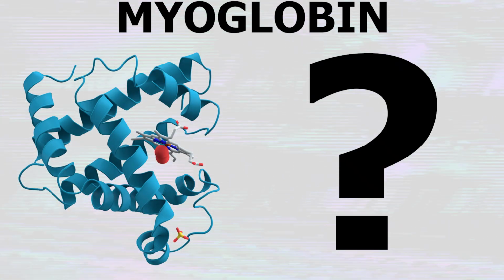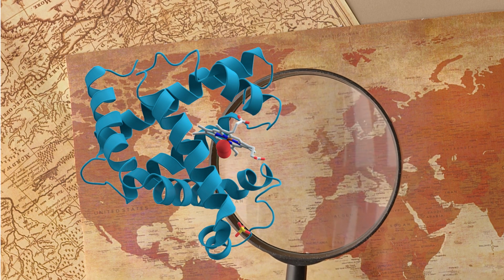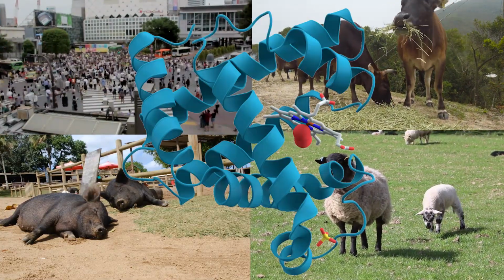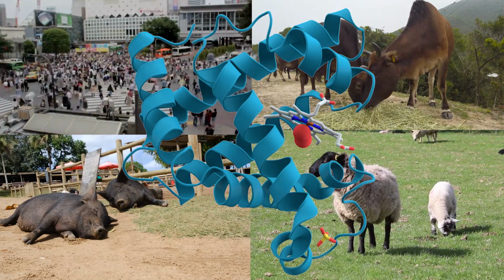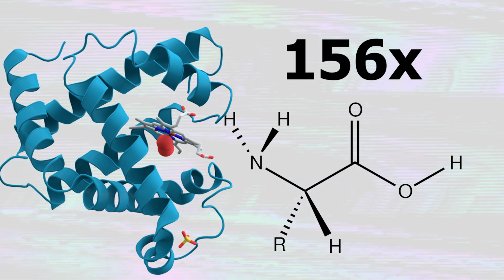What exactly is myoglobin? Myoglobin, to put it simply, is an oxygen-binding protein that is found inside of most mammals in different concentrations. Humans, cows, pigs, and sheep are four pretty common sources of myoglobin. Myoglobin, as a structural chemical, is a polypeptide which contains 156 amino acids in a chain.